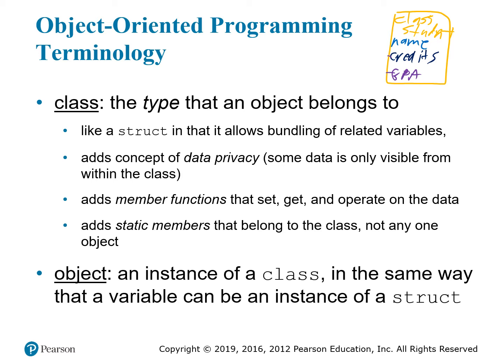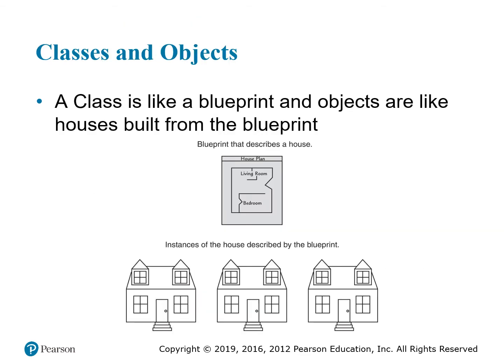The other word we're going to use is object. And an object technically is an instance of a class in the same way that a variable is an instance of a struct or an int or a string or whatever else. Okay, so one way that people typically say is that a class is like the blueprint and objects are the individual houses made from the blueprint, or a class is like a recipe and individual loaves of bread are the objects. There are a number of metaphors that people use for this.